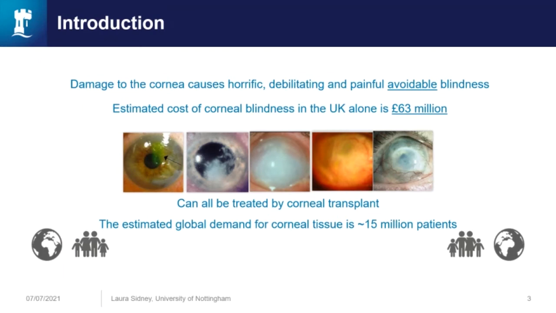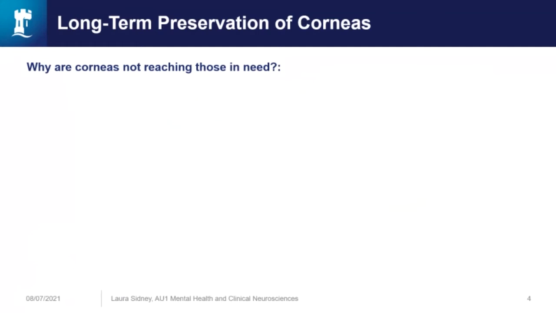However, the estimated global demand for corneal tissue is around 15 million patients, and only about 1.4% of these, so that's 185,000 corneal transplants, are being treated annually. And actually, corneal blindness disproportionately affects low and middle income countries, countries such as India, China, and those in the Middle East. So why are these corneas not reaching those in need?